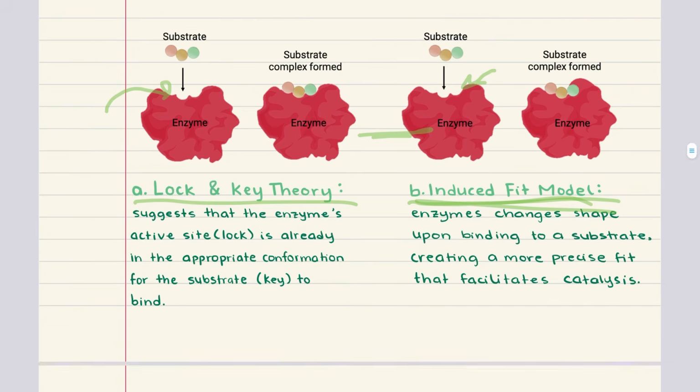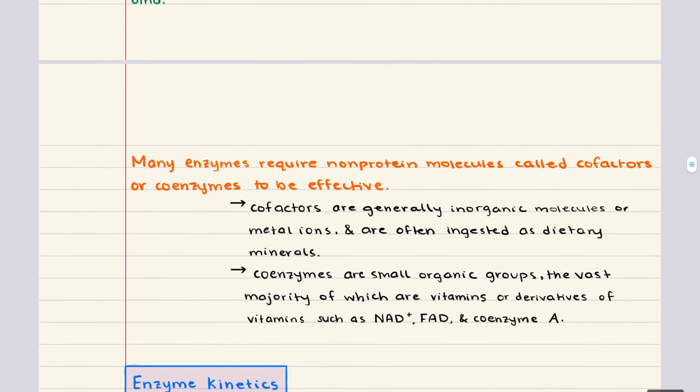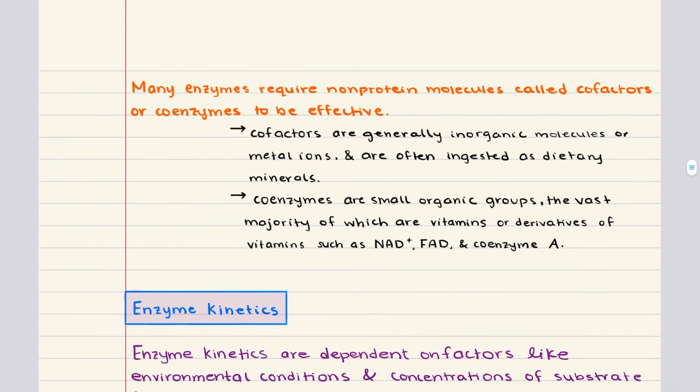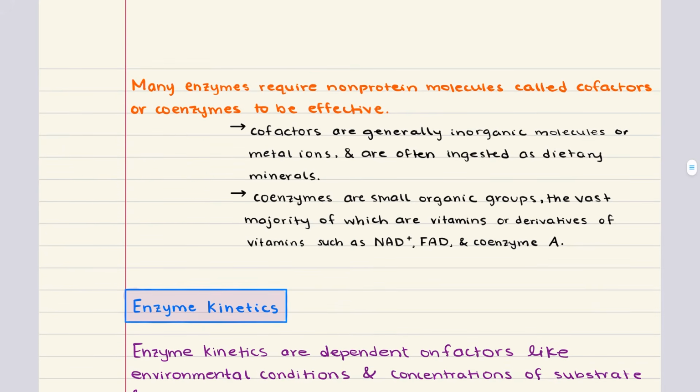Next, we're going to talk about another important element of enzyme function, and that is the fact that some enzymes can't operate alone. They need helper molecules to assist in catalysis, and these include cofactors and coenzymes. Both cofactors and coenzymes are non-protein molecules that help enzymes do their job, but there is a key difference between them that we need to be able to recognize.